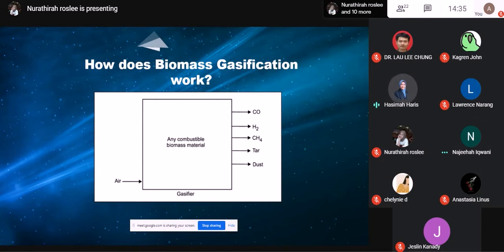Yeah, thank you for the question. It is because any biomass material can undergo gasification rather than just selected material as in biogas or ethanol production. In biogas, only selected material can be used. That's why biomass gasification is much more attractive compared to biogas or ethanol production.